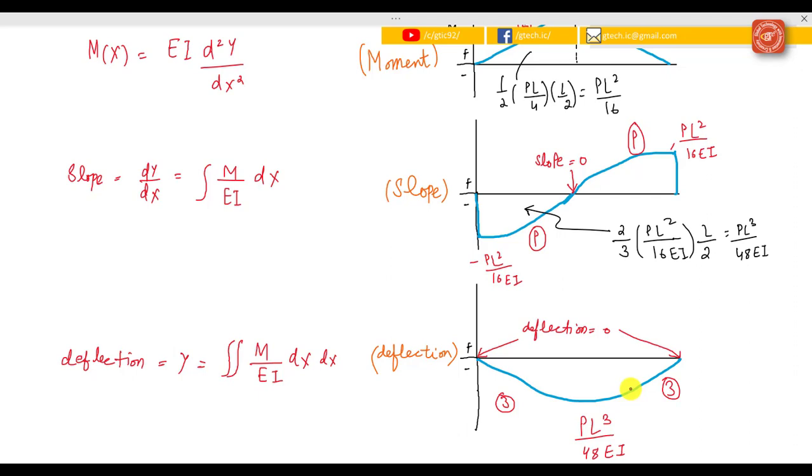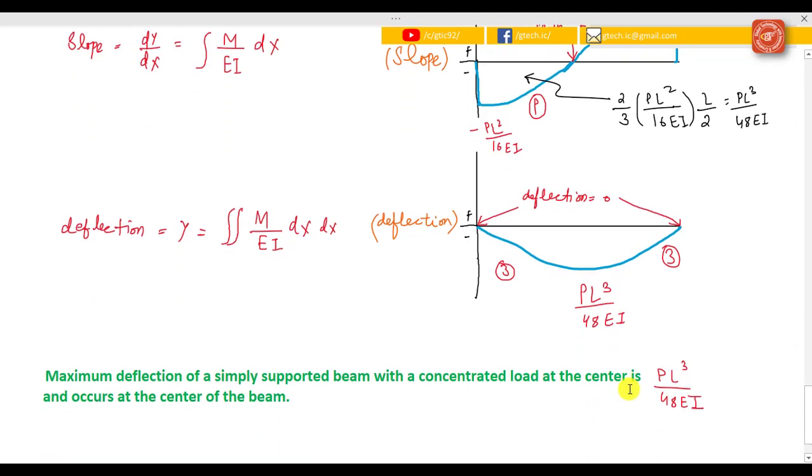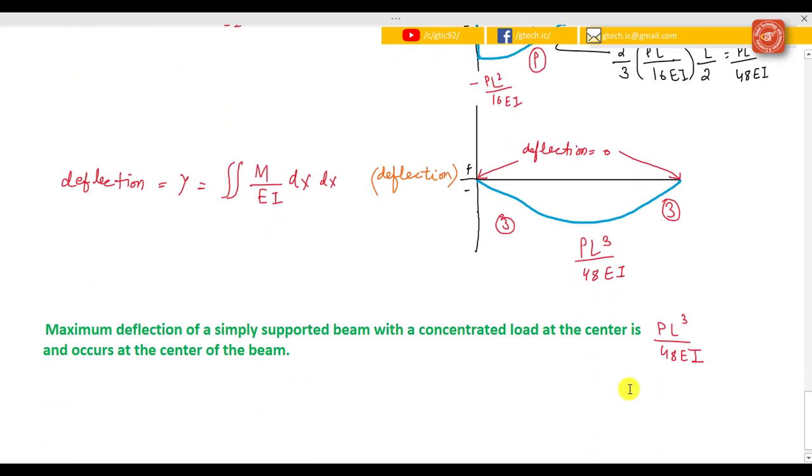And we have the maximum deflection of a simply supported beam with a concentrated load at center is PL cubed over 48 EI, and we see that it occurs at the center of the beam. So that's where we will leave off on this lecture.